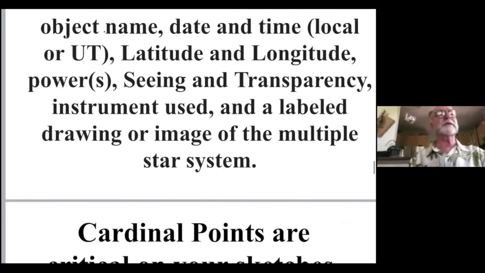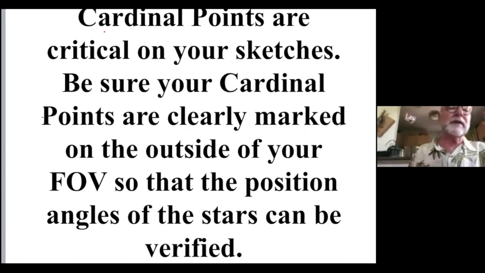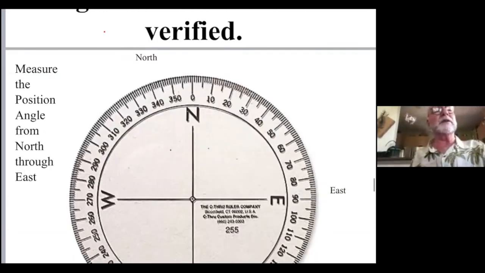Cardinal points are critical on your sketches. Be sure your cardinal points are clearly marked on the outside of your field of view so that the position angles of the stars can be verified. In most cases, they're going to be guesstimated, but if the companion is to the northeast, okay, then you can see that by a position angle notified.